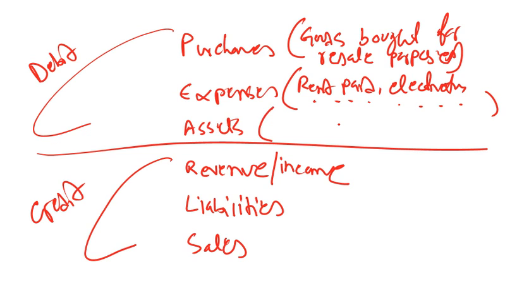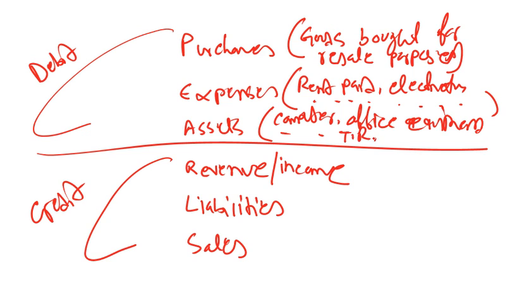Assets, those are not expenses but expenditure, like if you bought a computer, that's an asset, that's a debit item. Office equipment, that's an asset. It could be land and building, motor vehicle, even your trade receivables, current assets, cash, bank, even prepaid expenses, accrued income. These are all your assets and these are debit items.